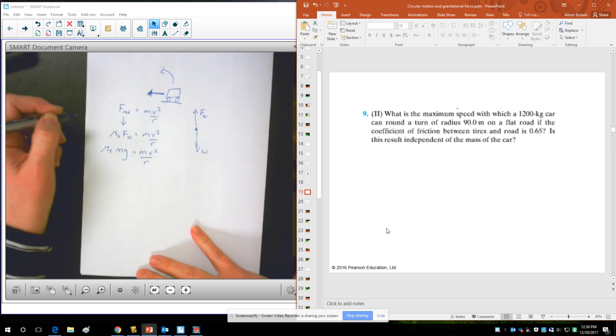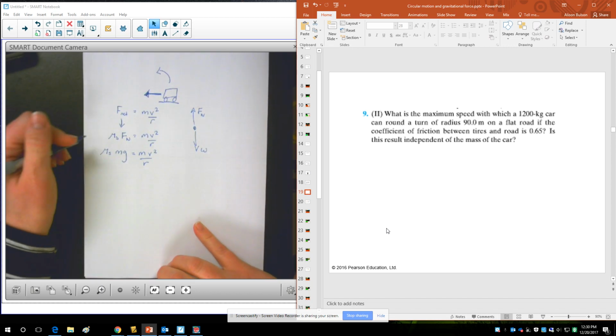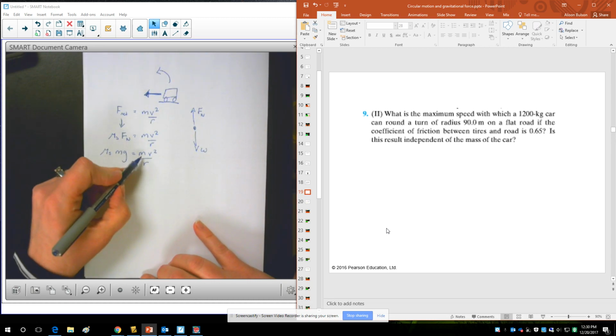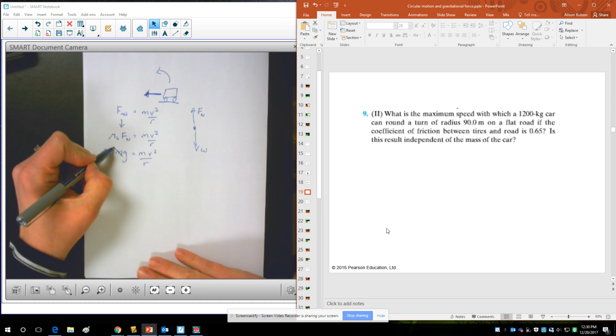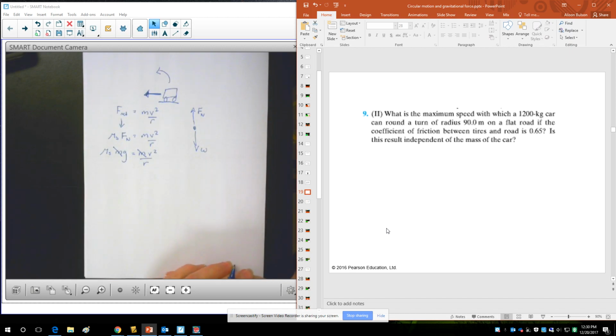And we can actually see the answer to the second question, which is: is this result independent of the mass of the car? Yes, mass is on the mass times acceleration side of the equation. Mass is in the normal force part of the left side of the equation. So mass is not part of the answer.